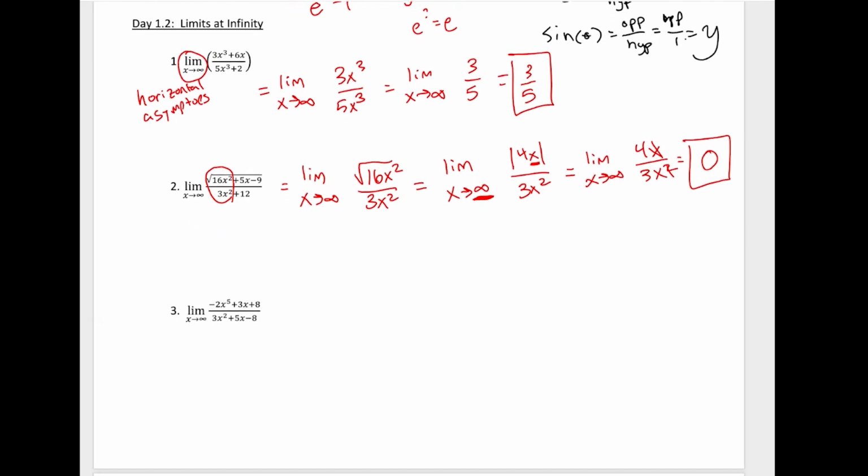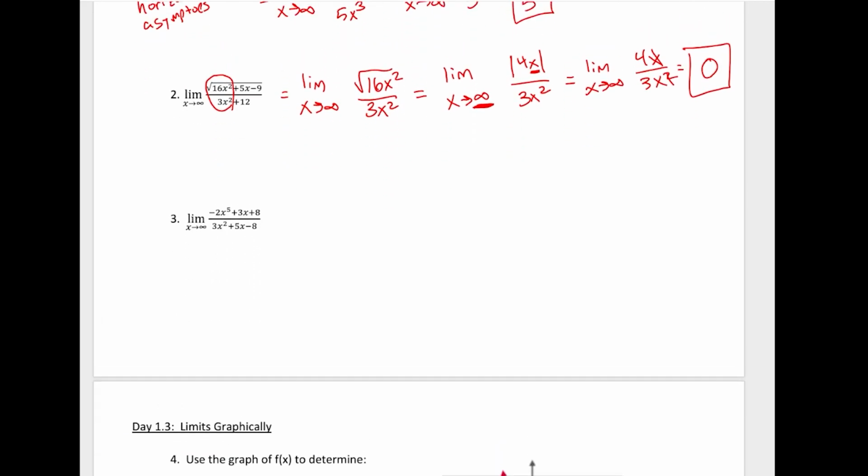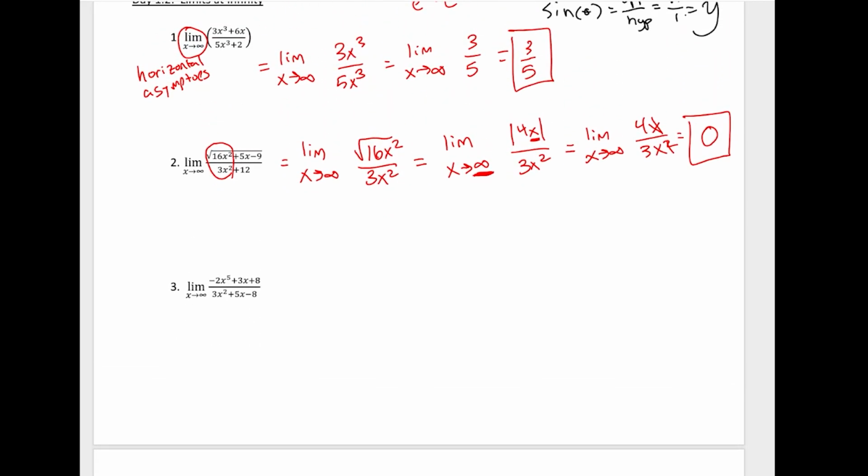Number 3, you could approach this like we talked about in number 1, where you just look at your largest growing terms, but hang on, wait a minute. This has one where the numerator is growing faster. So this is going to be equal to the limit as x approaches infinity of this ratio right here, negative 2x to the 5th over 3x squared. And I can simplify this a little bit because I can cancel out 2 of these x's. It's going to equal the limit as x approaches infinity of negative 2x cubed over 3.